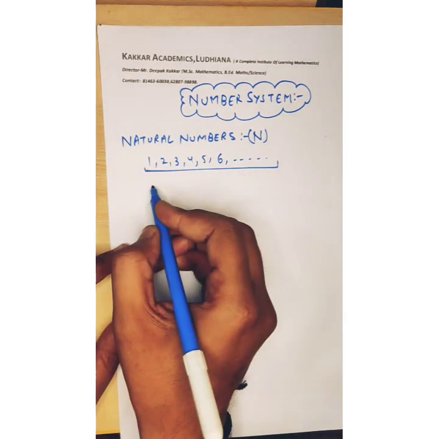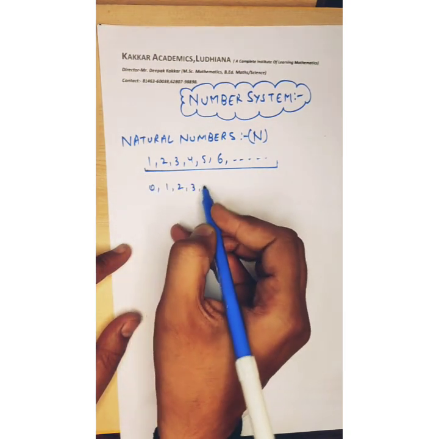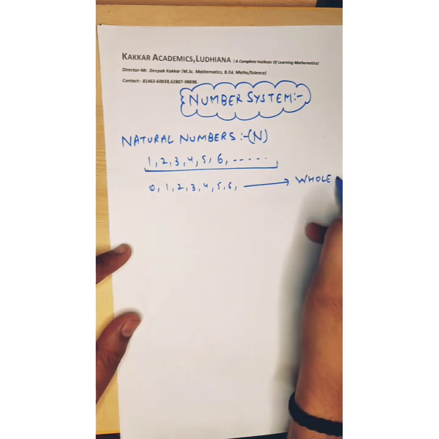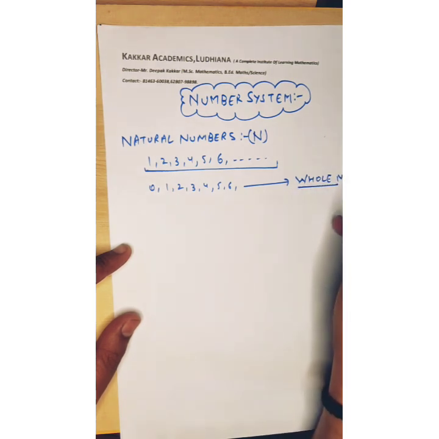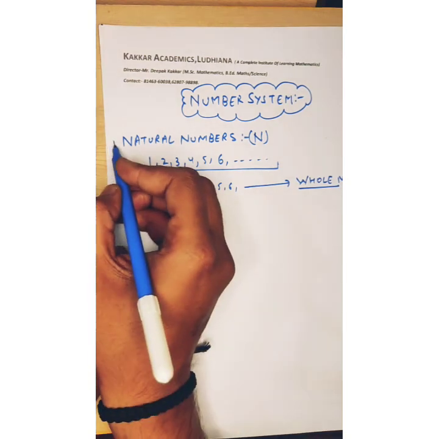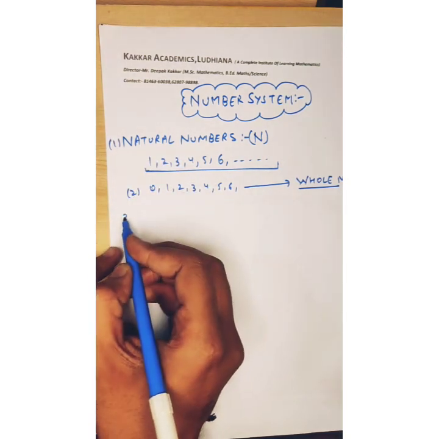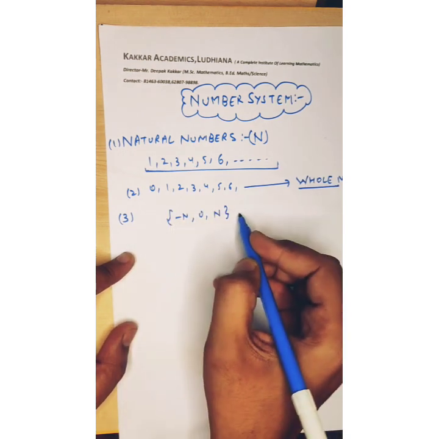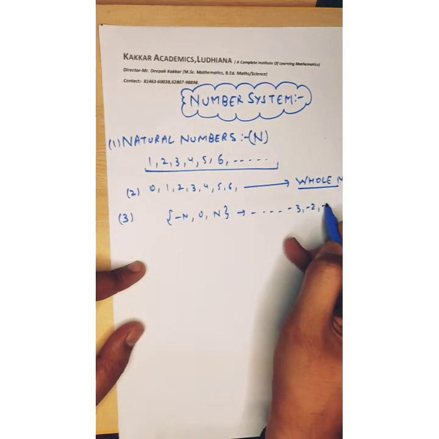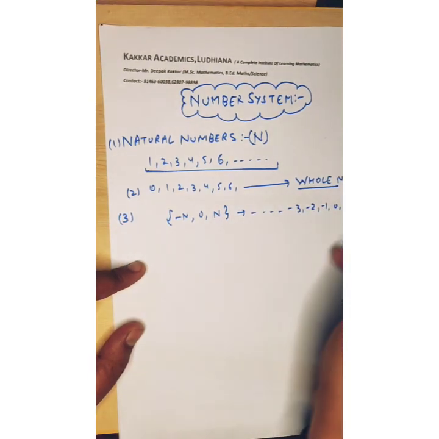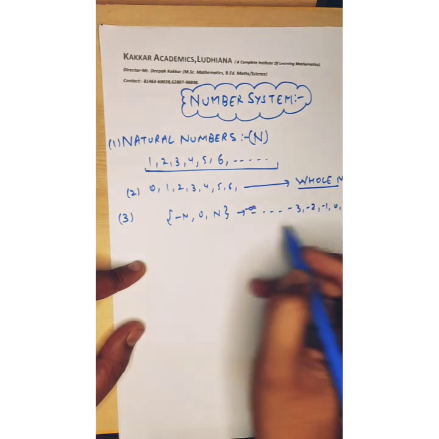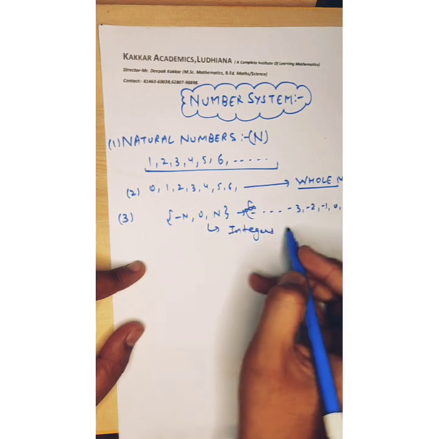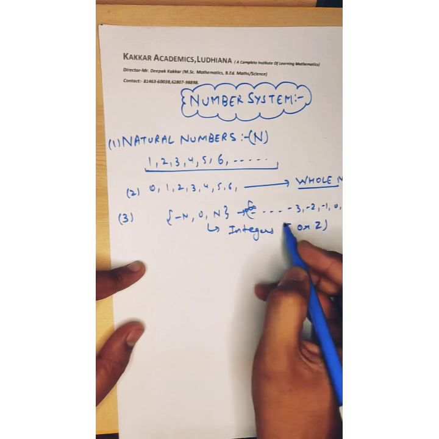Now if I add the number 0 to the natural numbers, then it gives birth to a new set of numbers named whole numbers, which are denoted by capital W. Now this is the first set and this is the second. Now if I talk about all the negative naturals, 0 and naturals taken together in a set, they form -3, -2, -1, 0, 1, 2, 3 and so on, from -infinity to +infinity. This set is named integers and is denoted by capital I or capital Z.